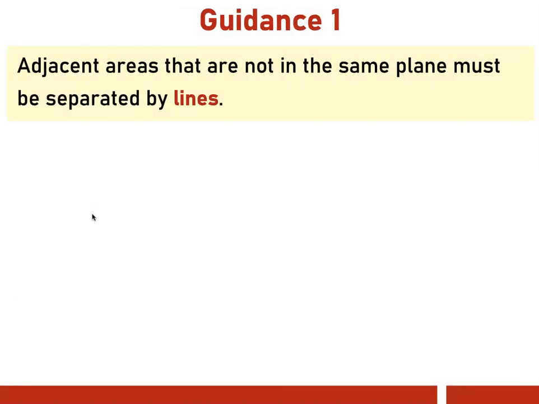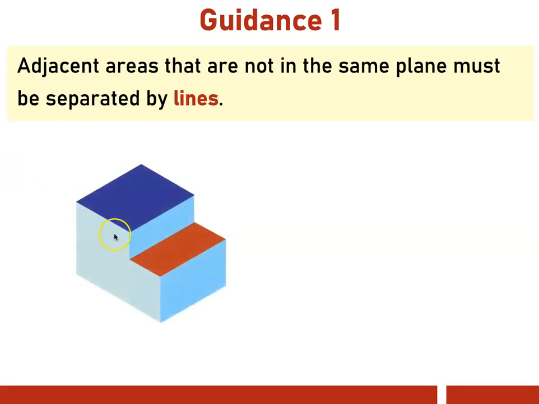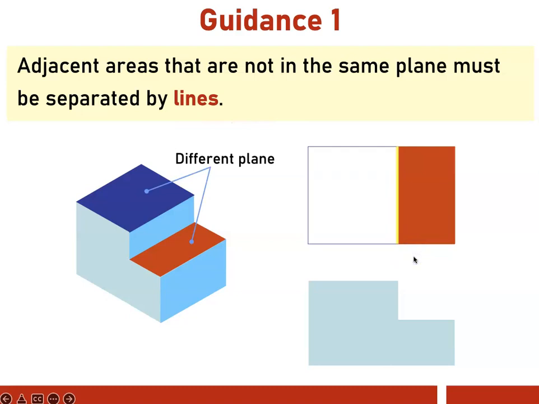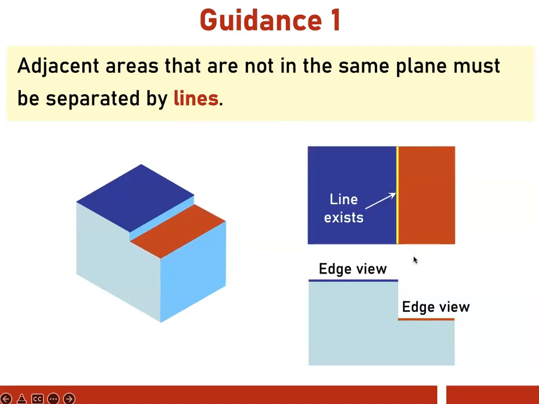Adjacent areas that are not in the same plane must be separated by lines. So this is guidance number 1. For example, we have two planes, right? One plane up here and another plane down here. They are not the same plane, so it has to be divided by a visible line. This is what they're telling us. One plane and the second plane, it has to have a visible line. But if they are on the same plane, then that line would not exist.